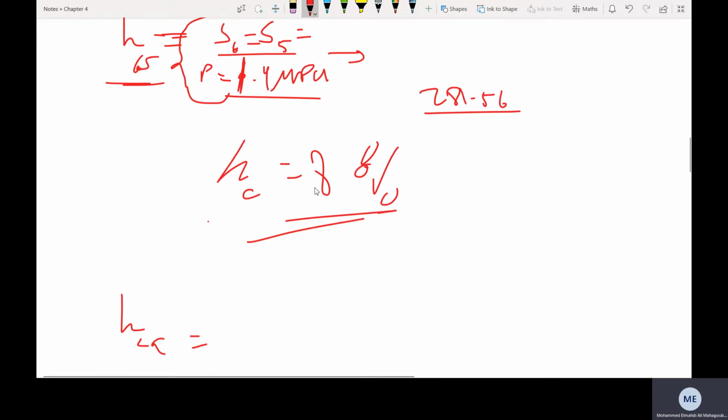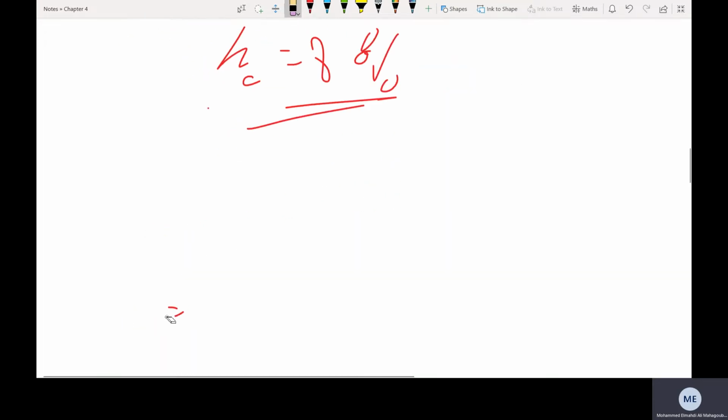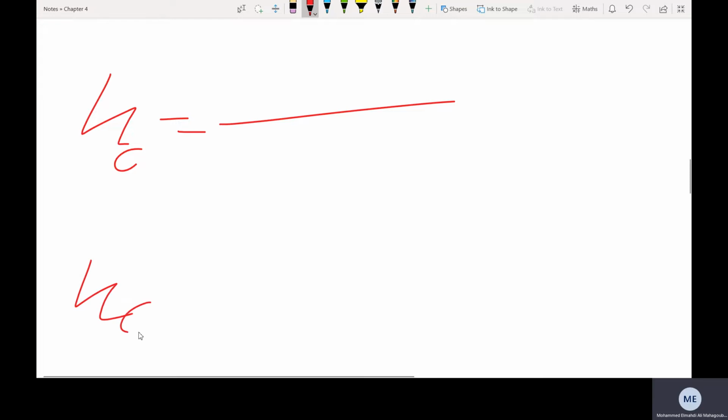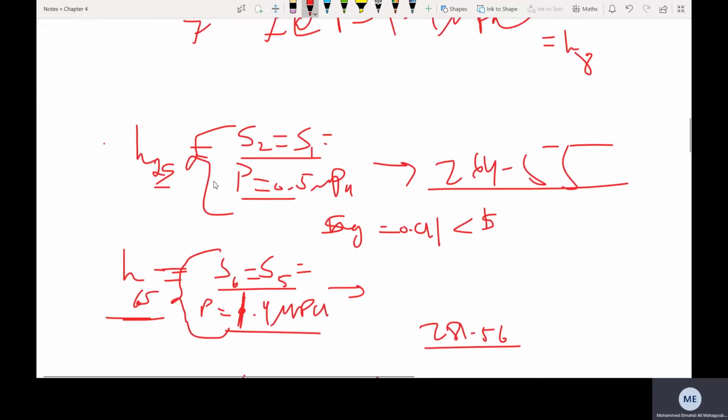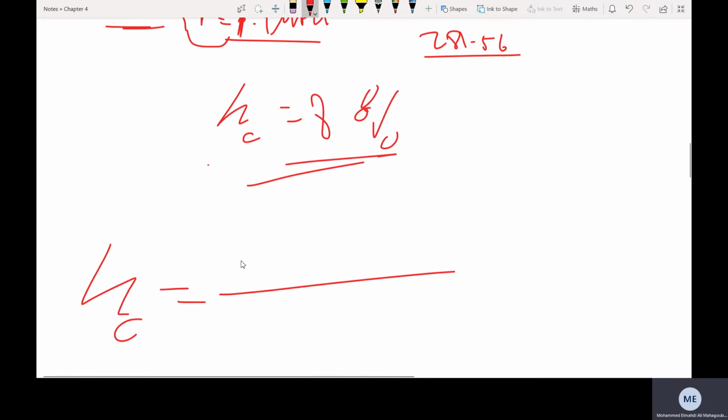Now how to implement this isentropic efficiency? You say that the isentropic efficiency for a compressor, because it's a work-consuming device, is going to be, for the first compressor and for the second compressor as well. But now I'm more interested in the first compressor because I want to find H2 actual first. So here it is H2 isentropic minus H1 over H2 actual minus H1.